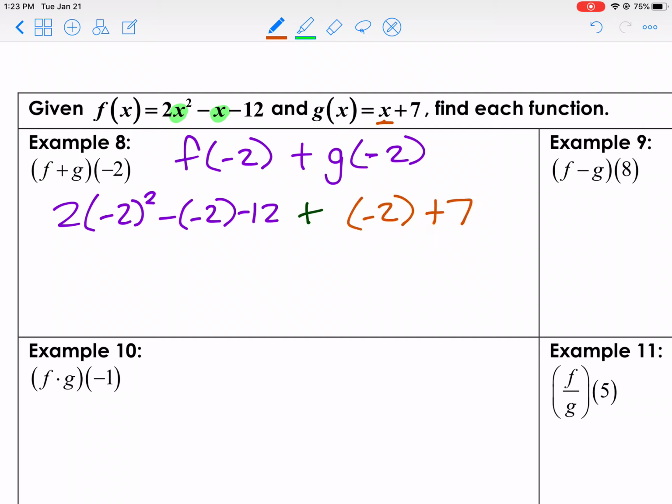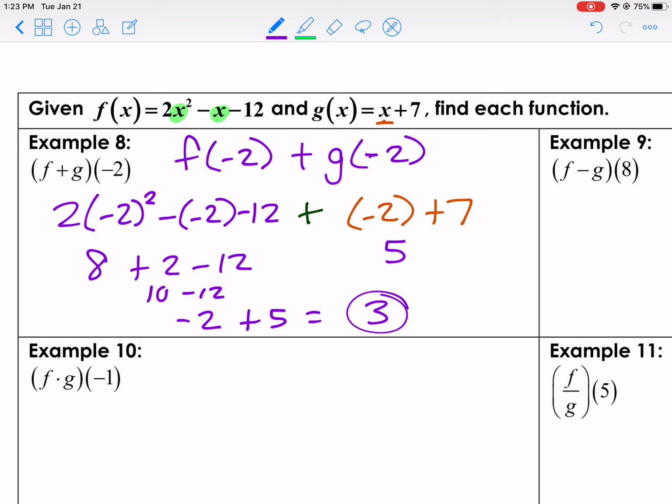You could at this point put the whole thing in your calculator. I'm going to do a little mental math to figure this out. Got 8 plus 2 minus 12. 10 minus 12, that's -2. Over here we have 5. So I'm doing -2 plus 5. I think we should get 3 out of that one.